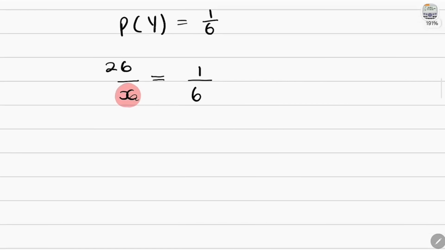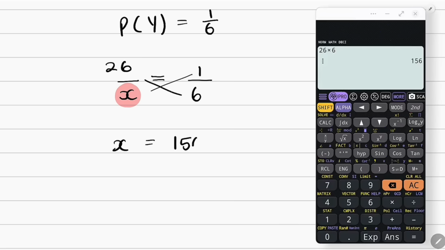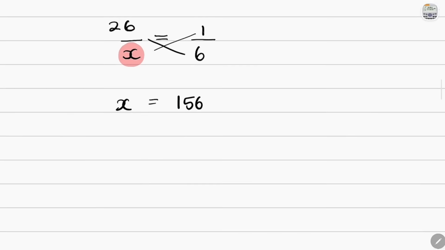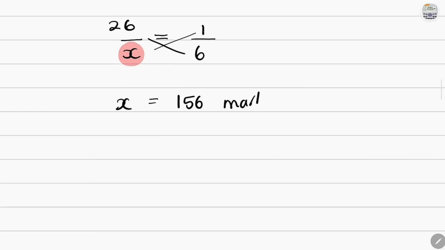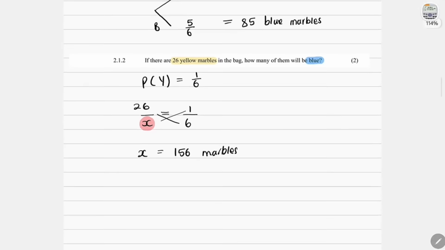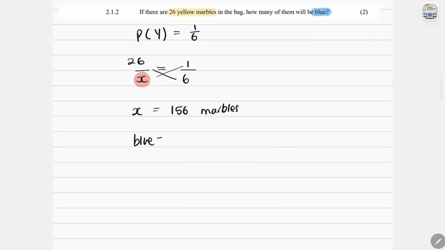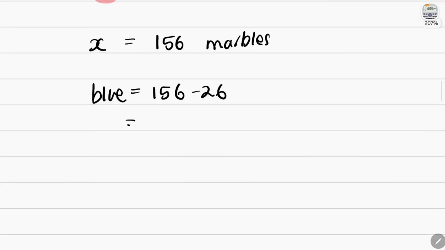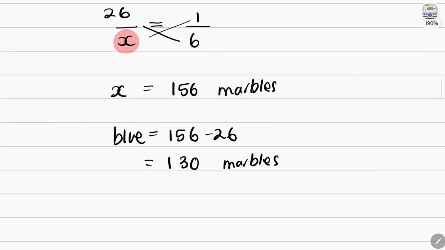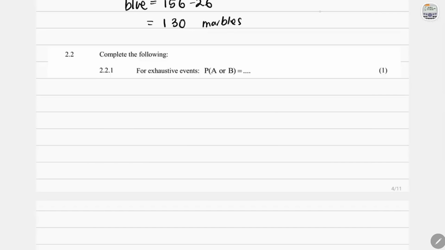Okay, so this is just algebra. We're just going to cross multiply, and this is x, and then 26 times 6, and that's 156. So now we know that there are a total of 156 marbles. If we know that 26 of them are yellow, then how many of them are blue? We'll say that the blue marbles would be found by saying 156 minus 26, and that gives us 130 blue marbles, and that is our answer. Okay, so that is it for that question. Moving on to the next question.